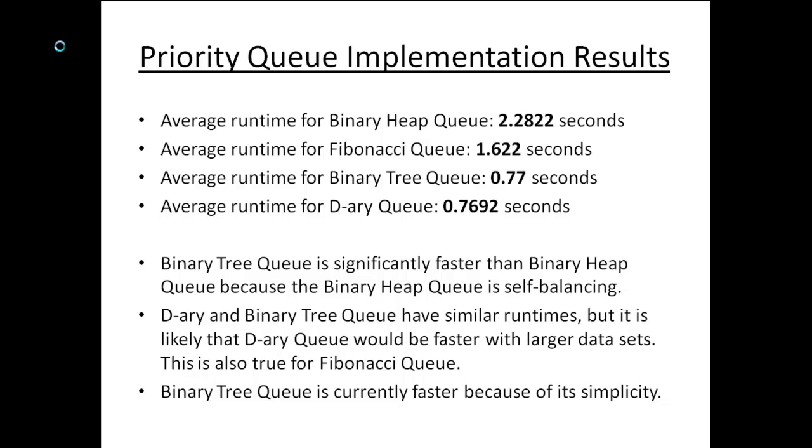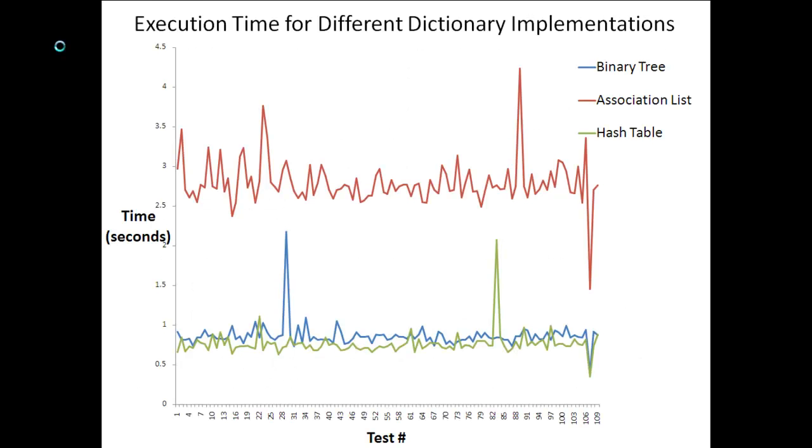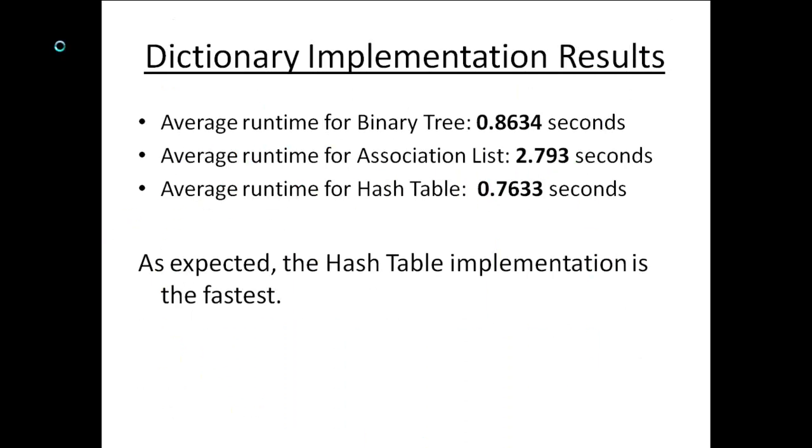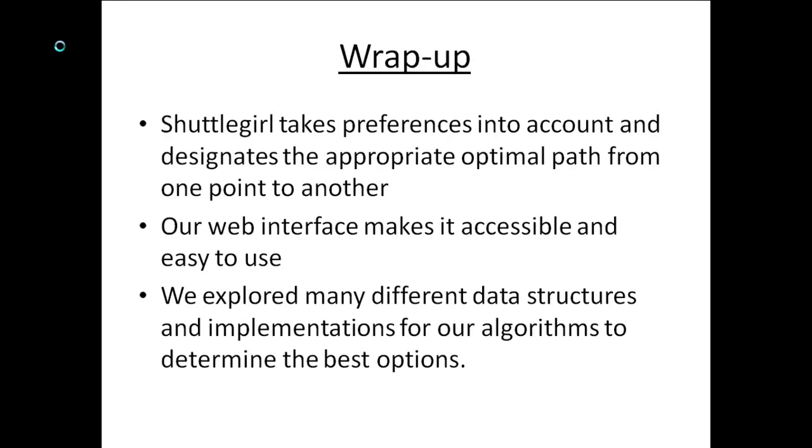We believe that this is because our dataset is relatively small, too small for us to see the asymptotic difference between the implementations. With a larger dataset, we expect binary tree queues to be slower than both the Fibonacci and d-array queues, not faster. Our results for the dictionary implementations met our expectations. The hash table implementation was faster than binary tree and much faster than association list.